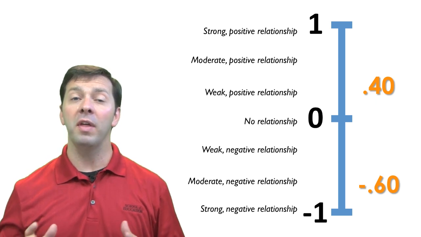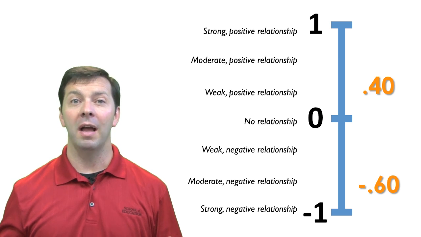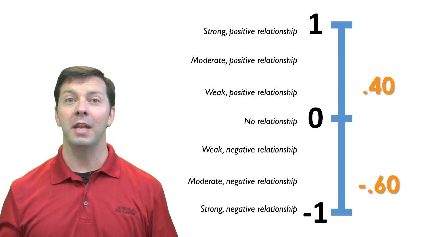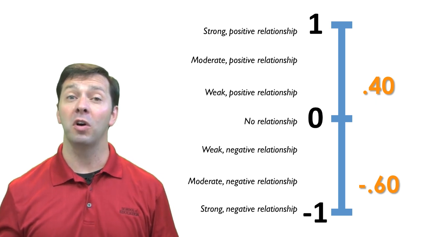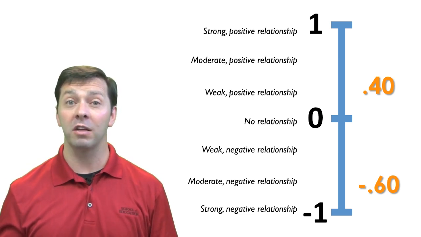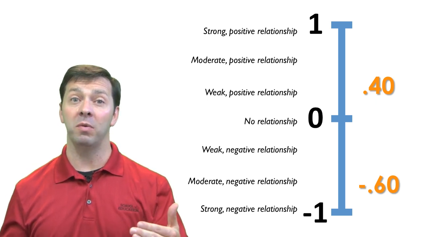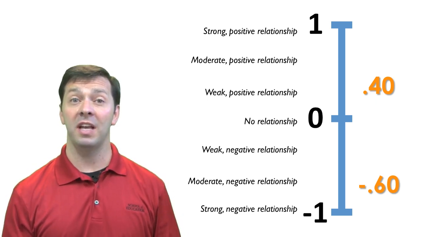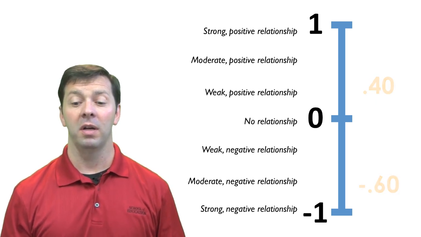And so don't think about these in terms of the way you normally interpret numbers. All the time 0.4 would be greater than negative 0.6, right, on a typical number line. But in terms of a Pearson R, we're thinking about the strength of the relationship being represented by how far it is away from 0. And so a negative 0.6 is actually stronger than a positive 0.4.